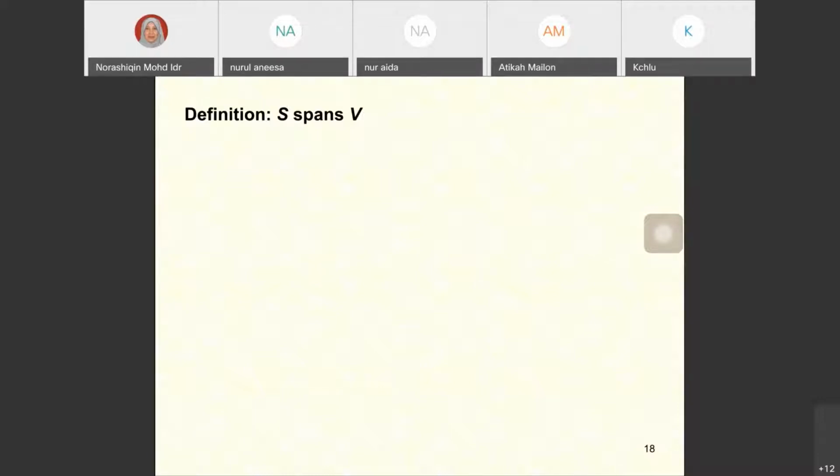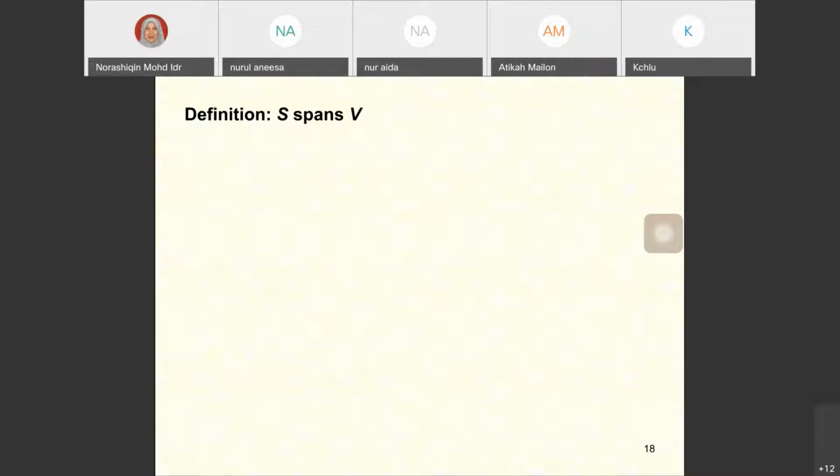What we did yesterday, on Monday, was about the span of a set S. We have seen that a vector in the big set V is in the span of S, in other words, it can be written as a linear combination of vectors in S. Another way to say it is that it is an element of the span of S.